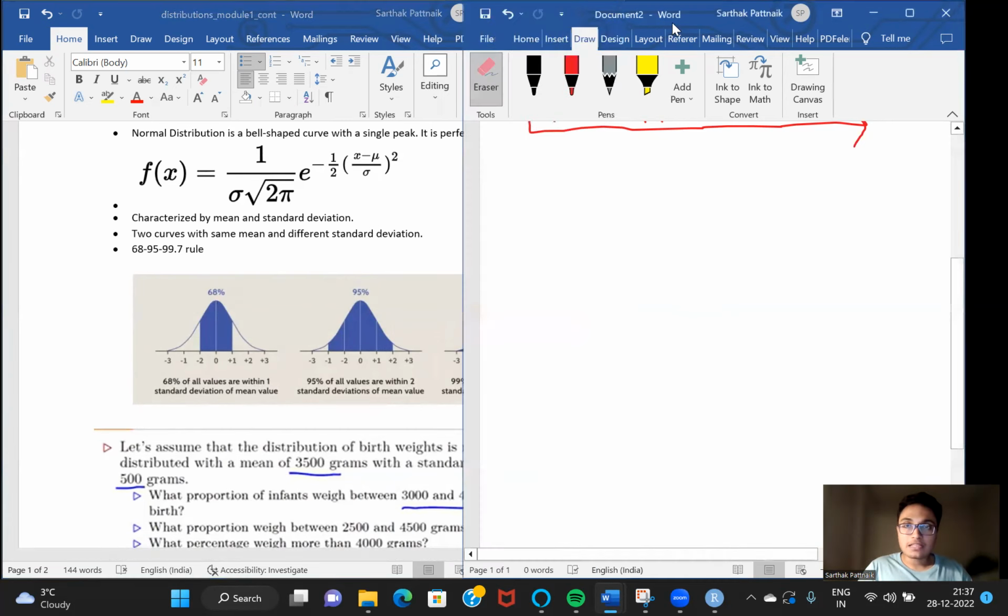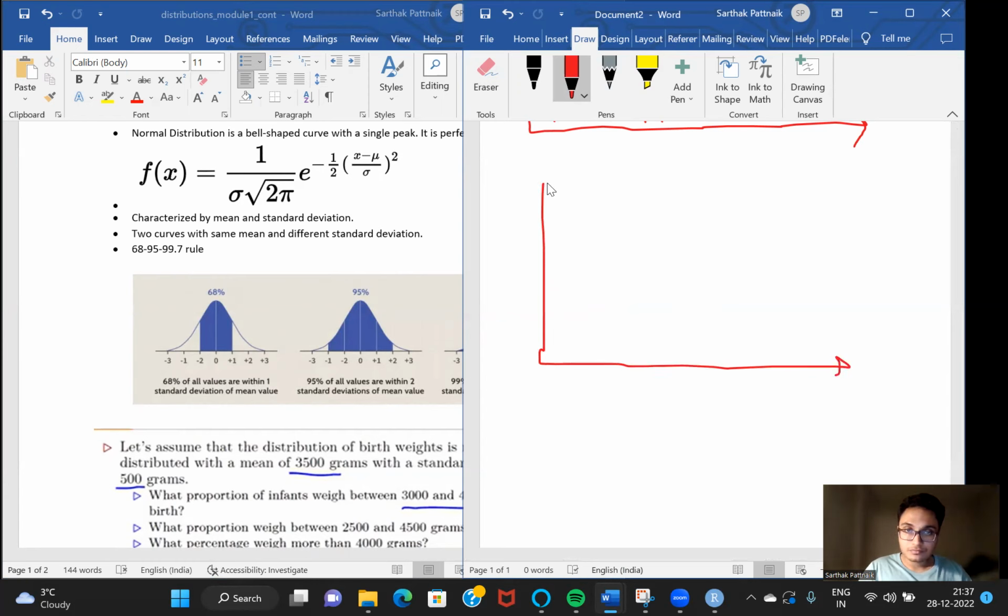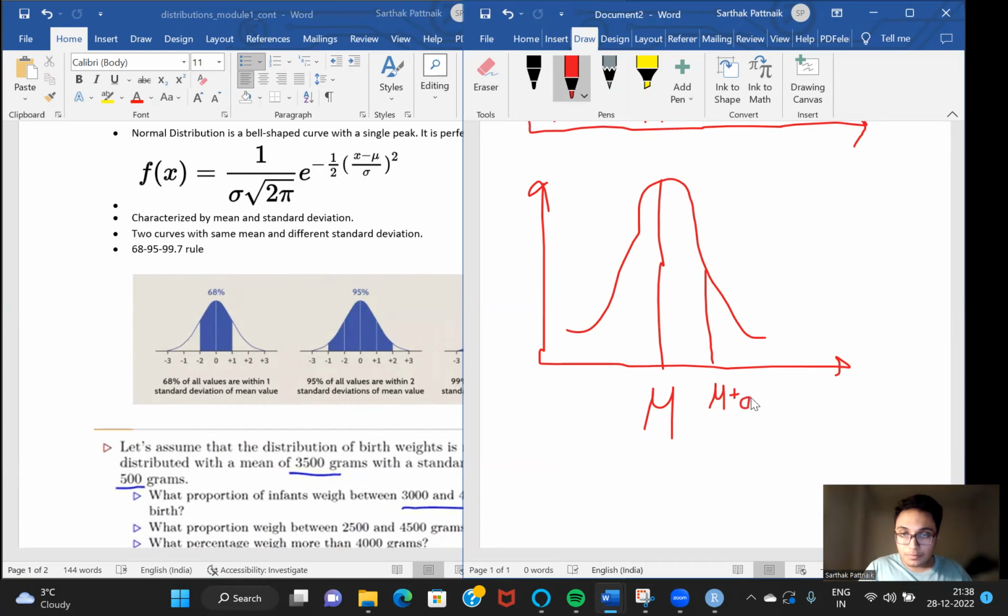So to explain this in a little bit more detail, what it's fundamentally trying to say is that if this is my mean, mu, and this is mu plus sigma, and this is mu minus sigma, the area under the curve, this complete normal distribution, if you consider it as 100%, which is the complete area under my normal distribution.